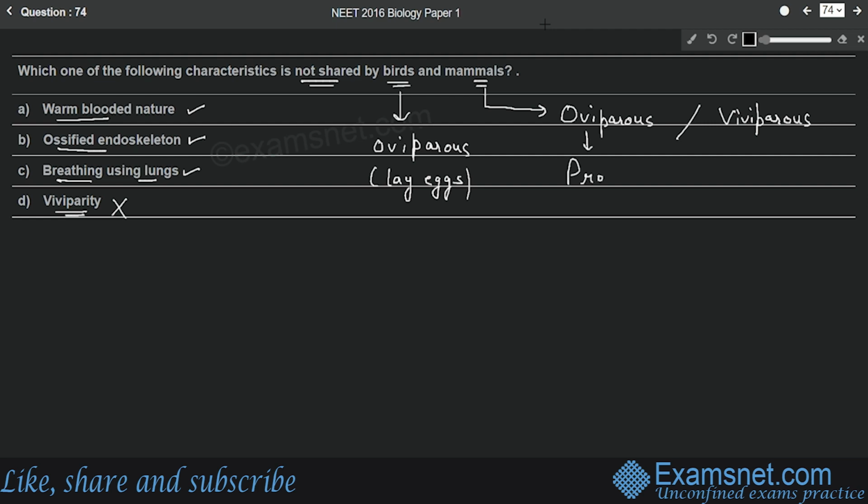Okay, prototherians, they come under oviparous category, whereas the metatherians and eutherians come under viviparous category. Okay, metatherian and eutherian. So we can say that viviparity is not common between birds and mammals. So option D will be the correct answer.